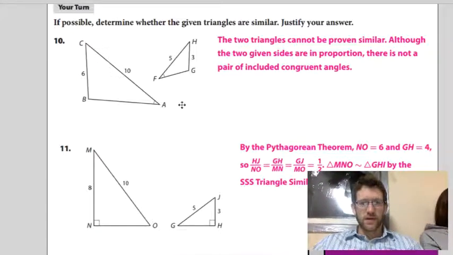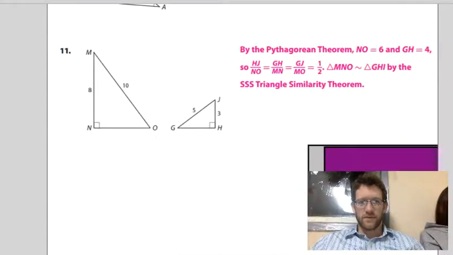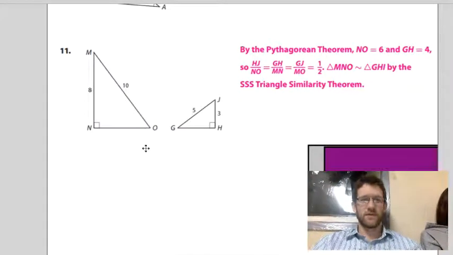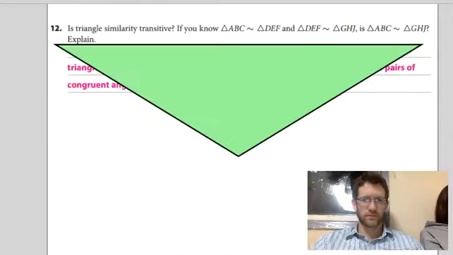This one doesn't work because we don't have enough stuff set up for it. And this one, we have to get clever and use the Pythagorean theorem to find that missing side. So it's kind of like a hypotenuse leg thing, but more like we can just use side, side, side. Okay.